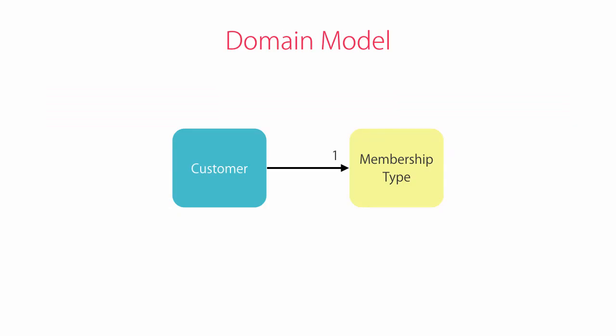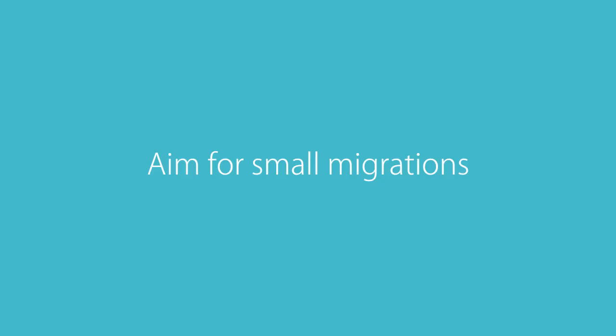To model this, we need a new class called membership type with properties like sign up fee, duration, and discount rate. Each customer should have one and only one membership type. Now, when it comes to implementing this using the code first workflow, instead of making all these changes in one go, like Big Bang, we should make small changes, create a migration, and run it on the database. With a Big Bang migration, you increase the risk of things going wrong. And that's one of the reasons many developers who try code first workflow fail.